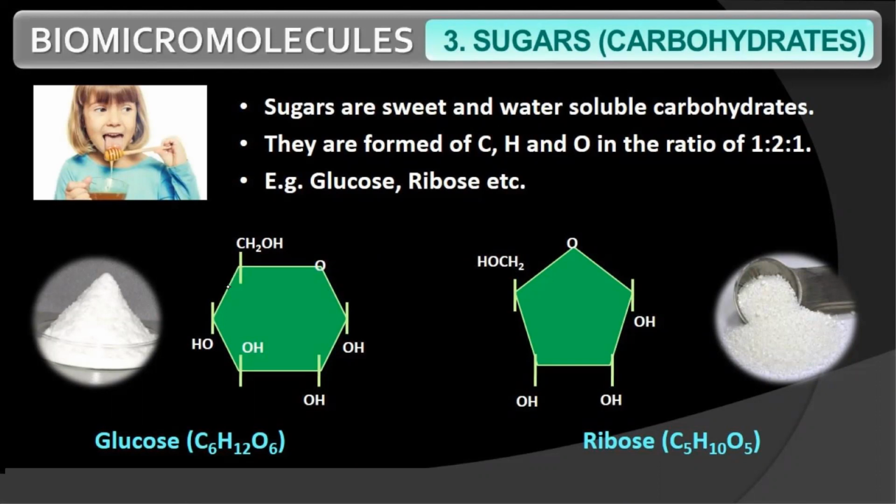Sugars are sweet and water-soluble carbohydrates. They are formed of C, H and O in the ratio of 1:2:1. Examples of sugar are glucose, ribose, fructose, etc.